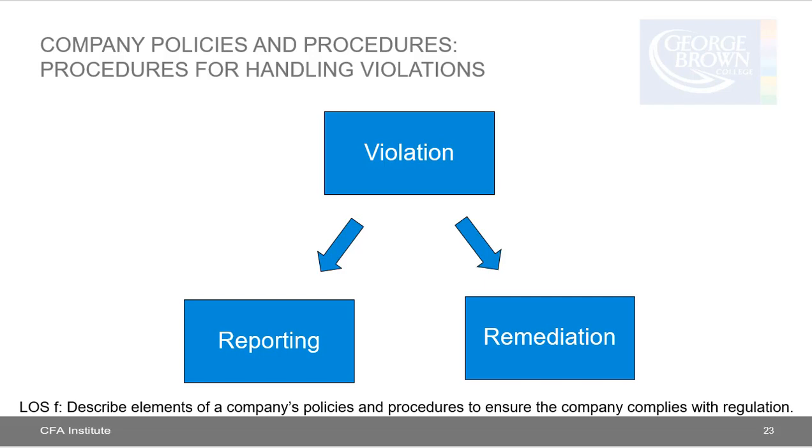So companies need to have procedures in place for employees to report problems without fear of retribution, and that would be anonymous reporting, for example, as well as procedures for remediating problems in an effective manner. So you can see here, violation, there's reporting and there's remediation. And the key point with regards to reporting is that there should be some anonymous mechanism in place for employees to report problems without fear of any type of retribution.